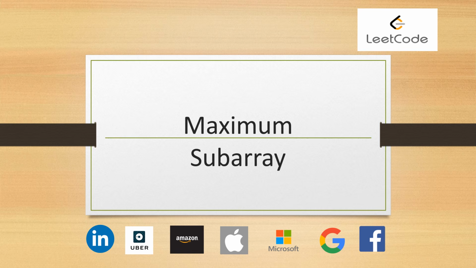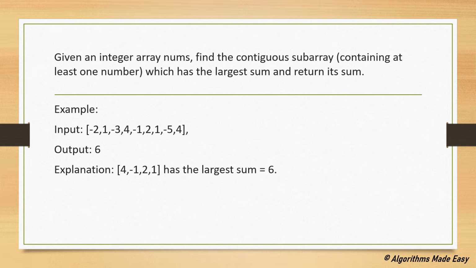We will go through different approaches of solving the maximum subarray problem. Here is the problem statement. Given an integer array nums, find the contiguous subarray containing at least one number which has the largest sum and return its sum. In the example, we can see that the largest sum is 6.